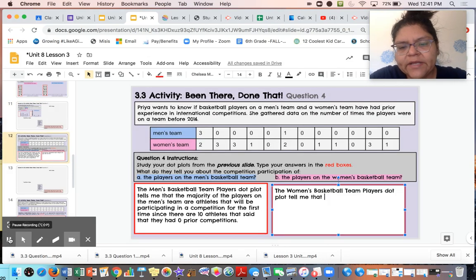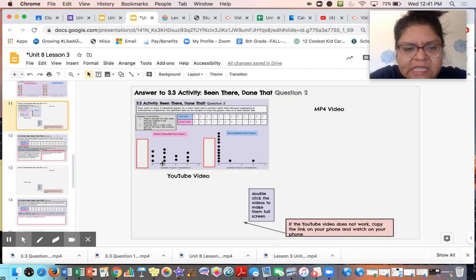So now let's go ahead and look at the women's dot plot. So let me go back. And when you pay attention, you kind of see that it is almost equally spread. The distribution is almost equally spread because every single number except 4 has a dot. And at least 4 numbers, 0, 1, 2, 3, have at least 2 dots. So what we can conclude is that the majority have some kind of experience, and only 3 players have 0 prior competitions, meaning 0 experience, because there's 3 dots above the 0.